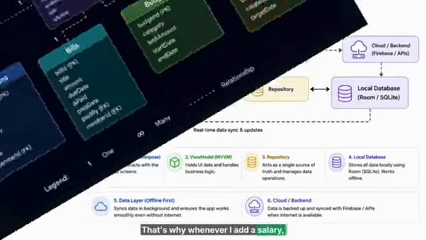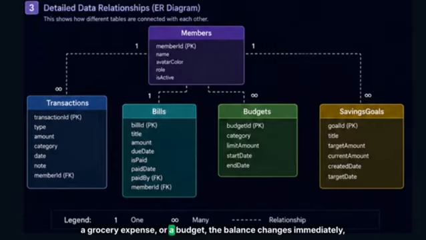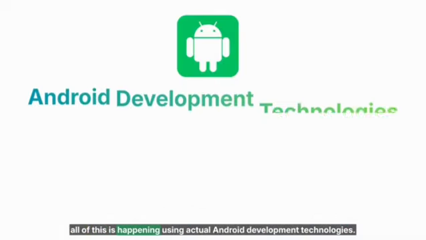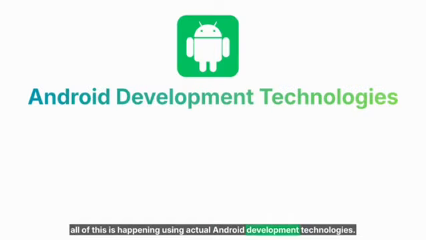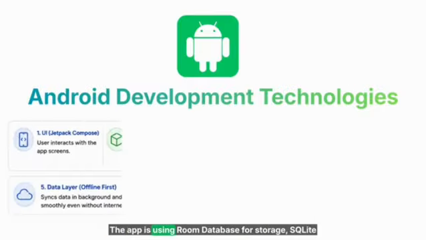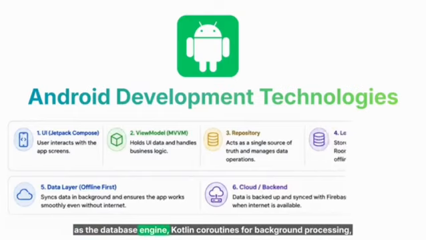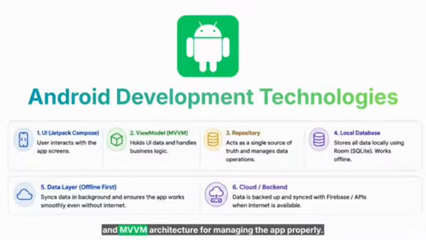That's why whenever I add a salary, a grocery expense, or a budget, the balance changes immediately, the charts update, the analytics refresh, and every screen syncs automatically in real time. And the really impressive part is, all of this is happening using actual Android development technologies. The app is using Room Database for storage, SQLite as the database engine, Kotlin coroutines for background processing, and MVVM architecture for managing the app properly.